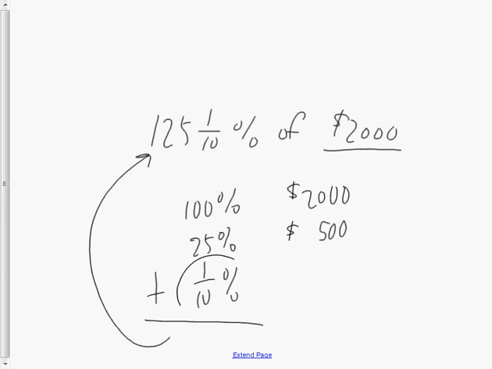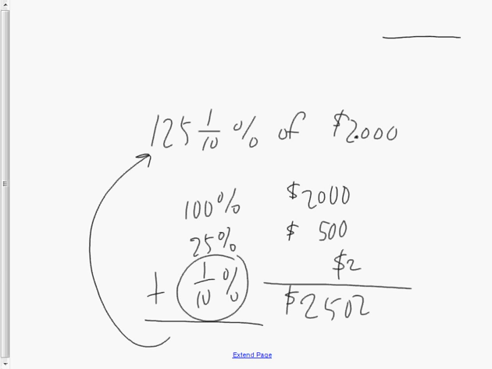And for a tenth of a percent, the new learning in grade 8 is you take your decimal, moving it one, oh, that's not the line. Move it once, you get 10%. Move it twice, you get 1%. Move it 3 times, you get a tenth of a percent. In this case, $2. You add them all together, you get $2,502. That's how you do it mentally. I think that was a mental math one. Anyway, whatever. You now know how to do it both ways.